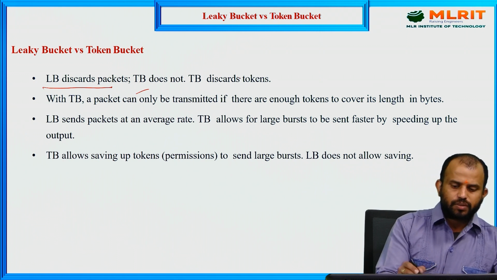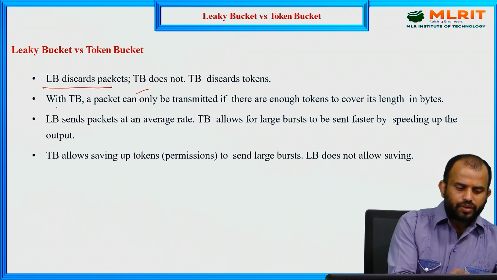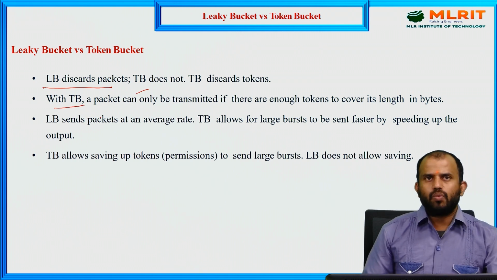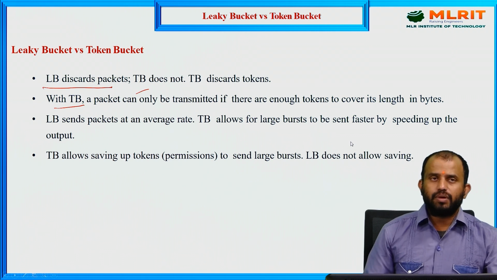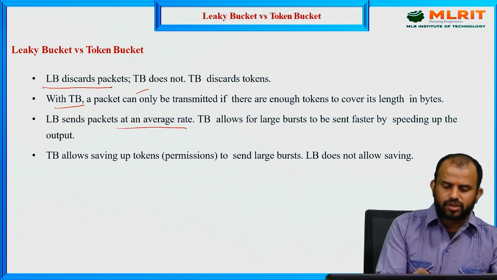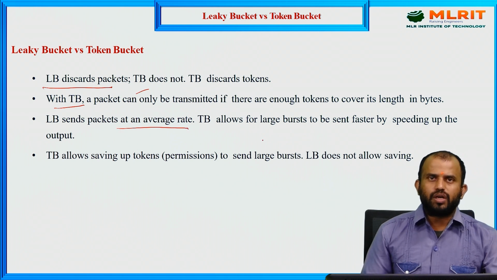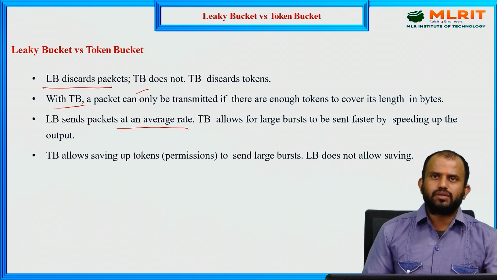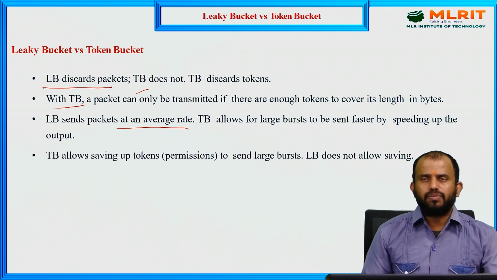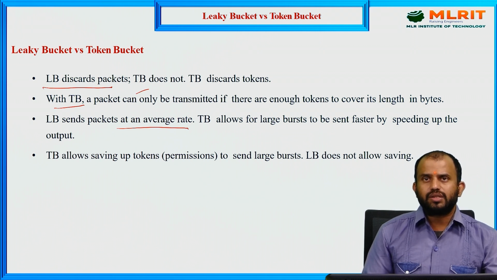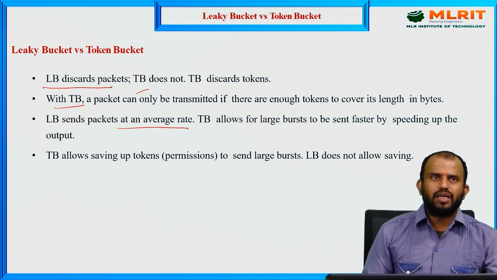It simply discards tokens. With the token bucket, the packet can be transmitted only if there are enough tokens to cover its length in bytes. In the leaky bucket algorithm, it sends packets at an average rate, but the token bucket allows a large burst. It can send faster by speeding up the output rate, but the leaky bucket doesn't have that kind of facility.